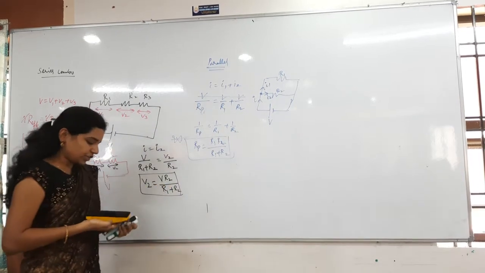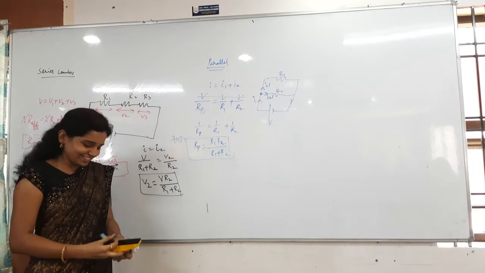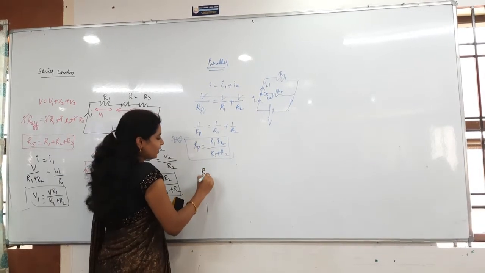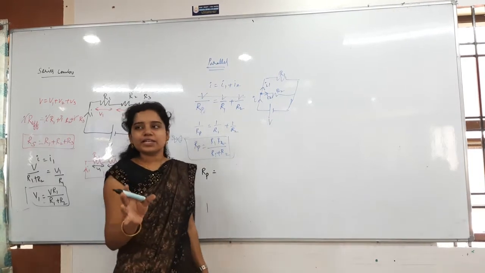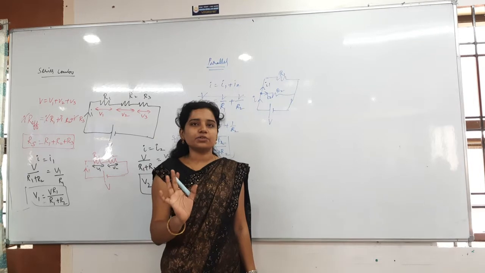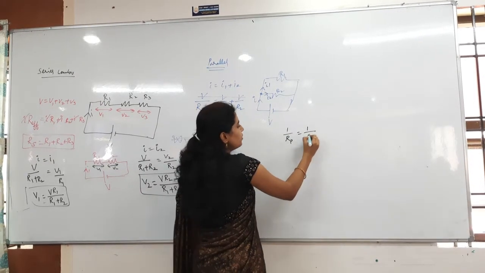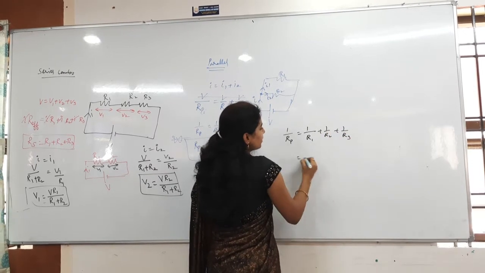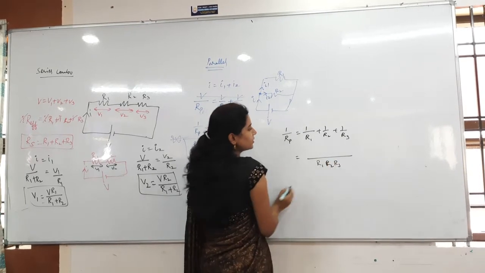I will tell you one short trick to remember that formula. Okay, R only. Rp is equal to what will you get? I'll derive first, later on I'll tell you the trick to remember. So first of all, 1 by Rp is equal to 1 by R1 plus 1 by R2 plus 1 by R3. Then what is the LCM here? R1, R2 and then R3 is the LCM.